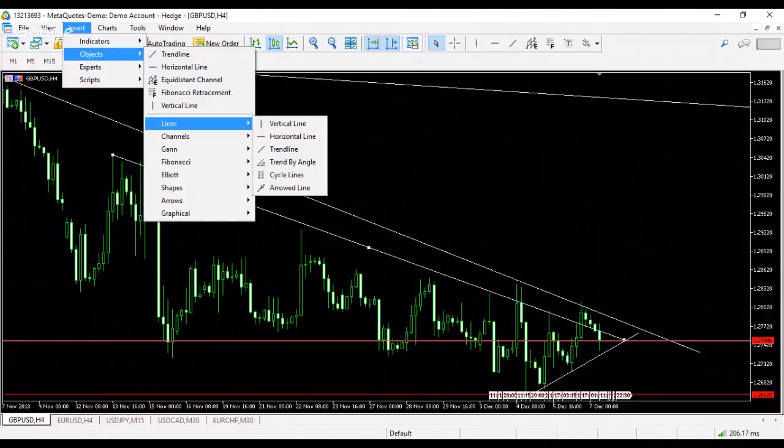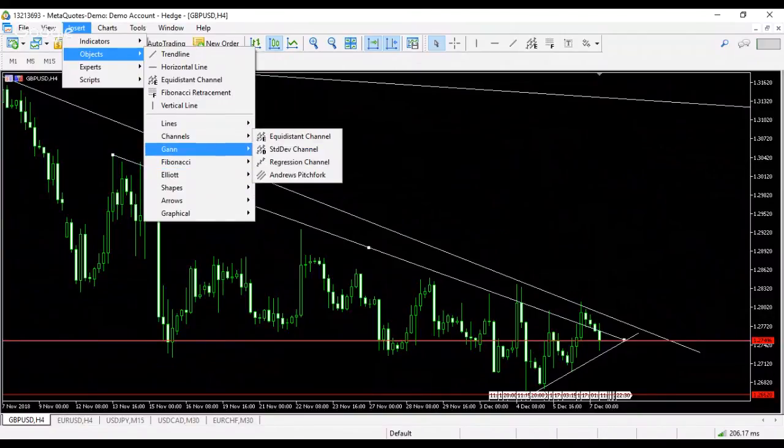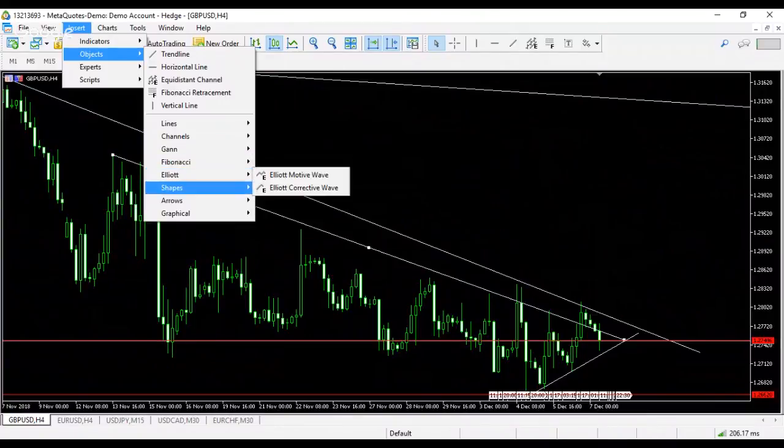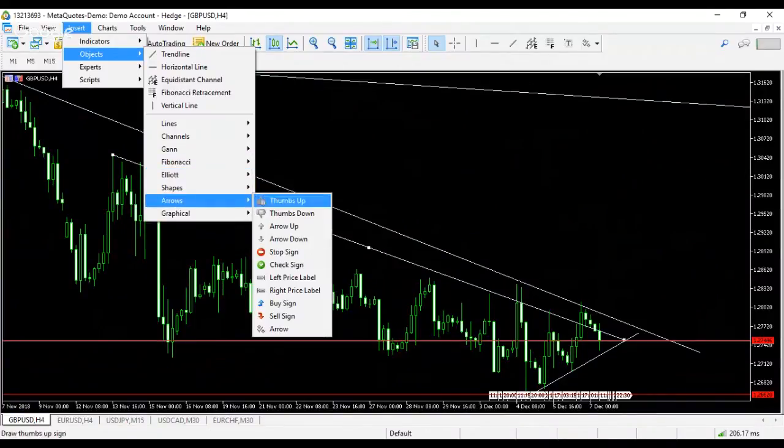I'm looking for an arrow, a shape. There is a shape. No, the arrow. This is the arrow I would like to go for.